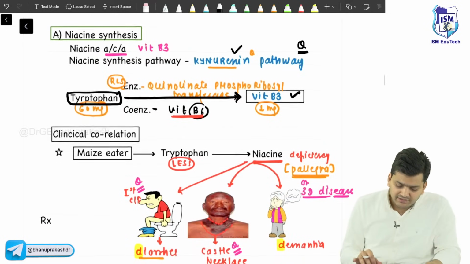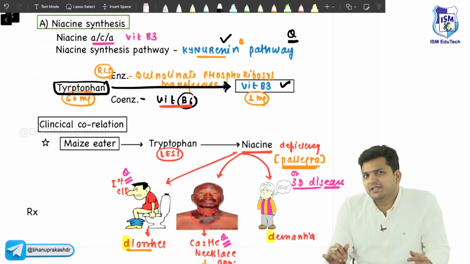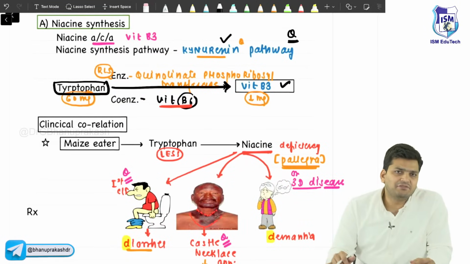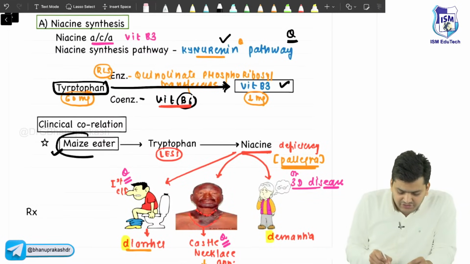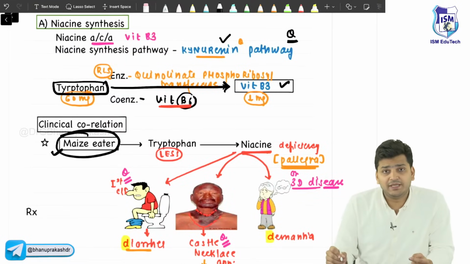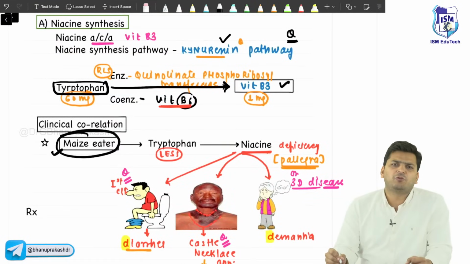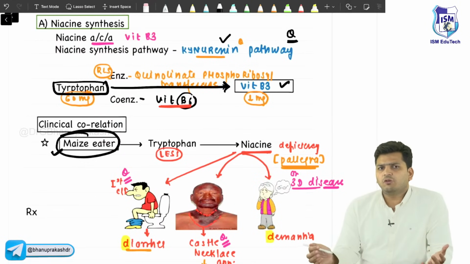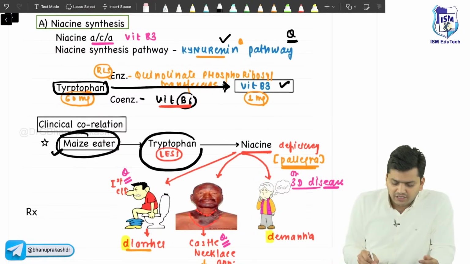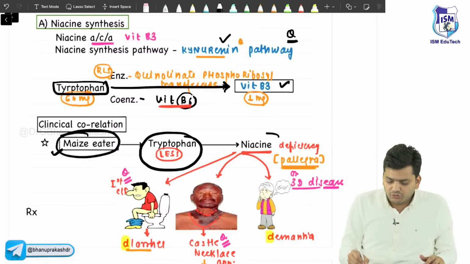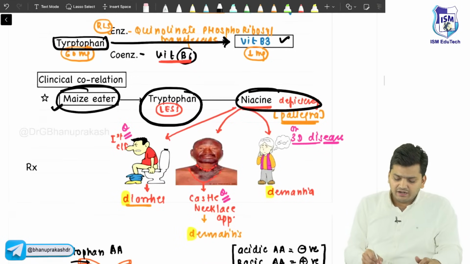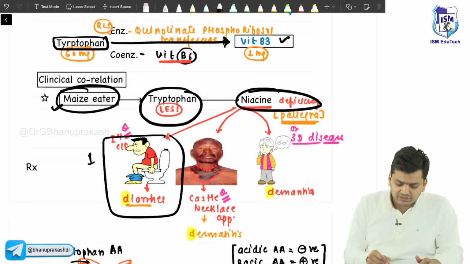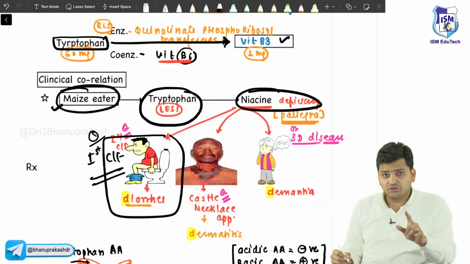Now, what happens is sometimes vitamin B3 deficiency happens. How? Say, there are some people who are maize eaters. Those who eat a lot of maize get very little tryptophan. If you eat a lot of maize, tryptophan deficiency will occur. If there is less tryptophan, there is going to be less niacin. And if there is less niacin, this patient will start having diarrhea. This is the first clinical feature of niacin deficiency itself, MCQ.